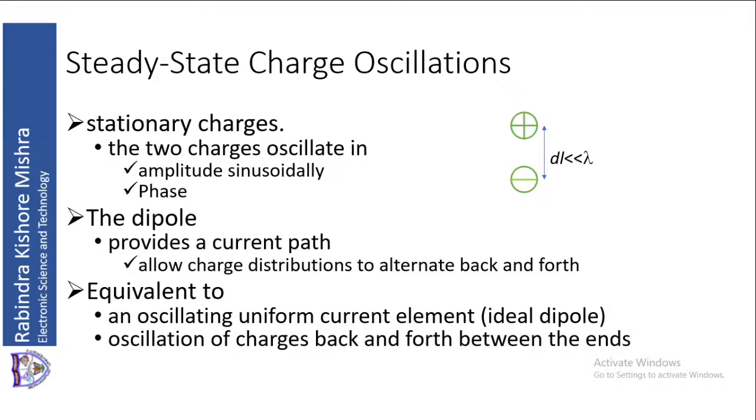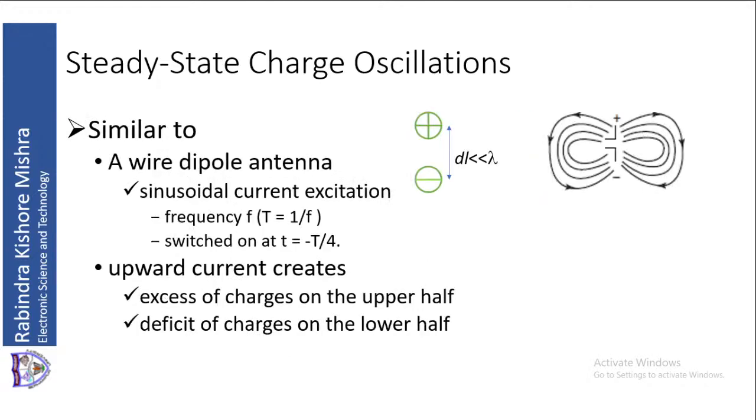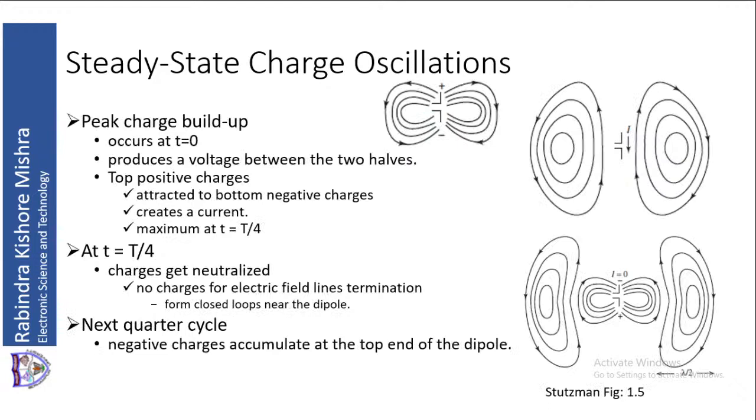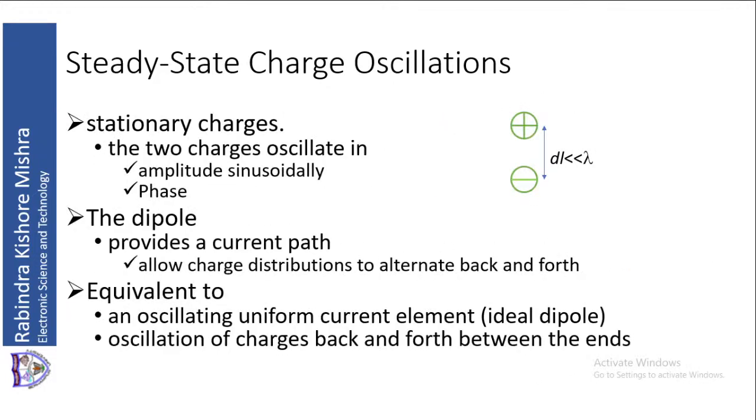What does that mean? That means the positive charge is moving towards the negative charge because it is attracted by the negative charge. Similarly, the negative charge will move towards the positive charge. So after a time, the positive charge will reach a point where the negative charge is, and the negative charge will reach a point where the positive charge is. Because of the attraction, they will keep moving.